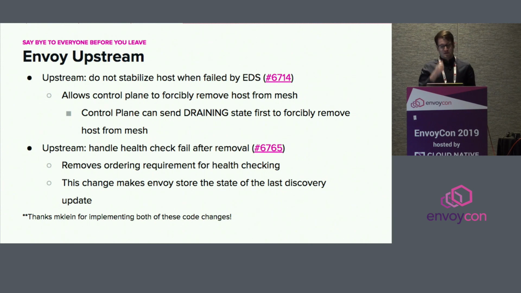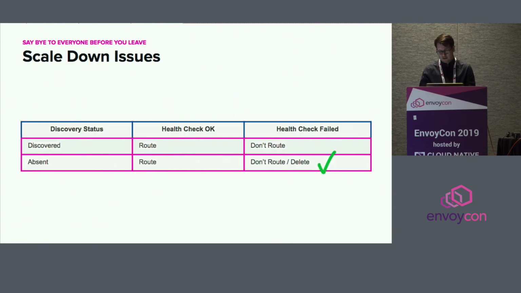And then another upstream change that we made was allowing the control plane to forcibly remove a host from the mesh. So this essentially allows this extra state, this draining state, for you to be able to set in XDS on a host. And so you could propagate that draining state to all the downstream pods, and they will know, okay, this pod is about to be deleted. I should stop routing requests to it. And once it starts failing health checks or whatever, it's good to clean up. So yeah, now Envoy's all good after that patch.